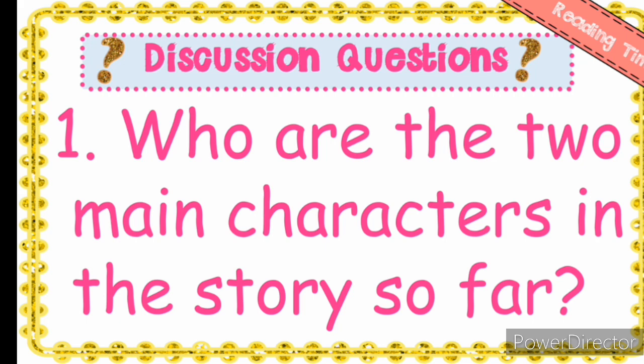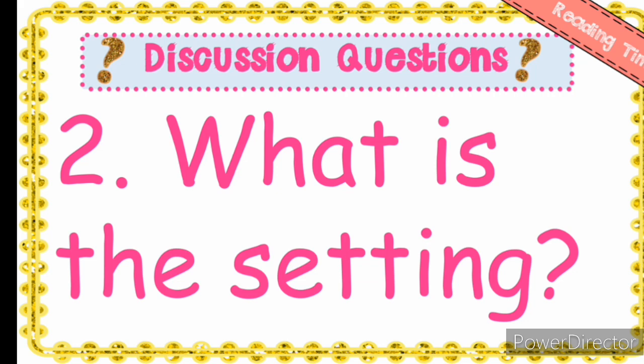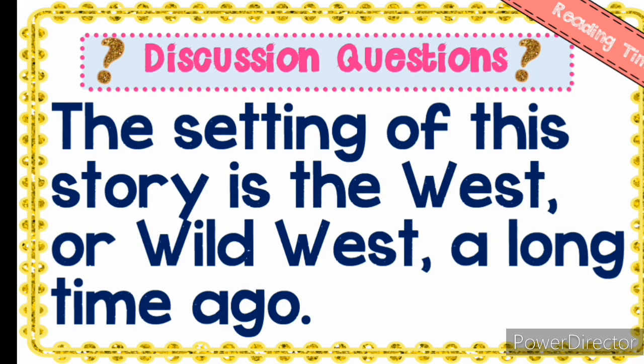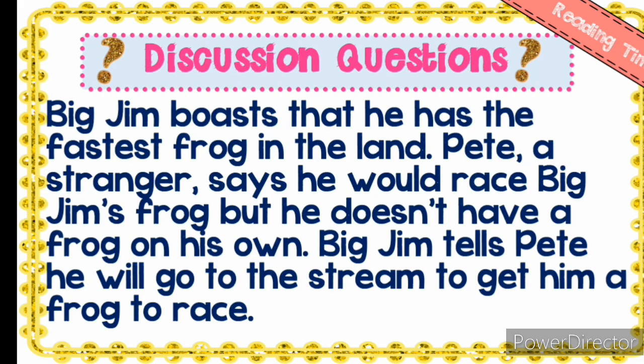Discussion questions. Who are the two main characters in the story so far? The main characters in the story are Big Jim and Pete. What is the setting? The setting of the story is in the West, or the Wild West, a long time ago. What are the problems and events in this story? That's the plot. Big Jim boasts that he has the fastest frog in the land. Pete, a stranger, said he will raise Big Jim's frog, but he doesn't have a frog of his own. Big Jim tells Pete he will go to the stream to get him a frog to raise.